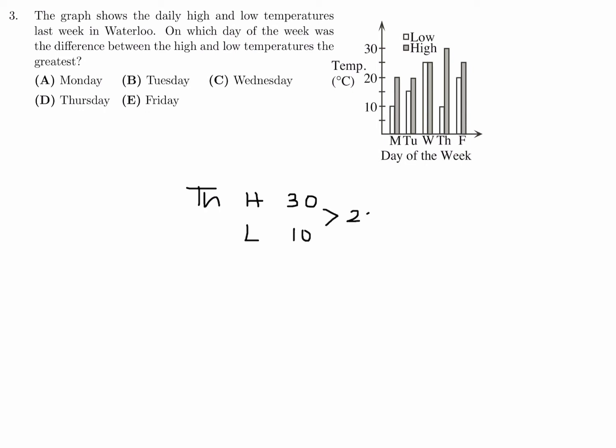And that difference is 20. And 20 is the greatest difference of any of those days on this particular graph. So number 3, the answer is D, Thursday.